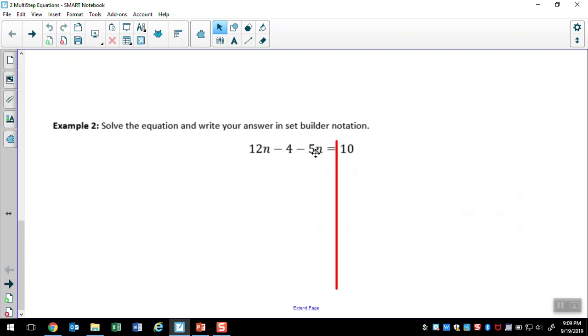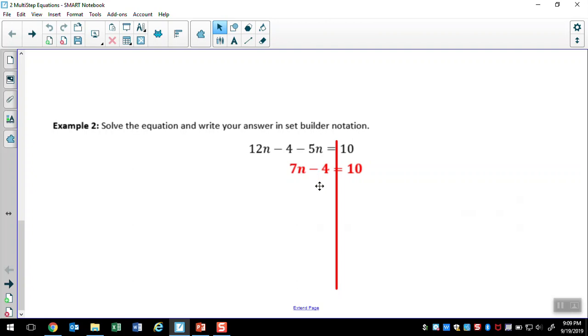So 12n minus 5n is going to give us 7n. And then we bring down the minus 4, and then we bring down the 10 on this side. Now we're back down to just a two-step equation. We need to isolate that n. But first, we need to get this 4 away from it.